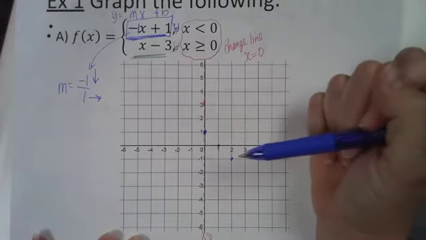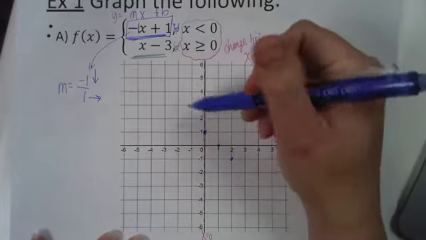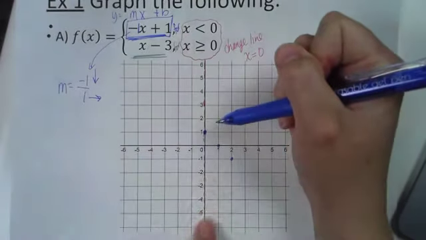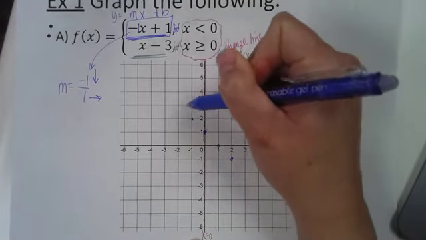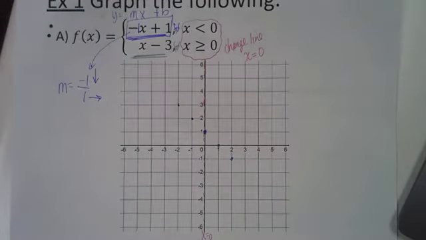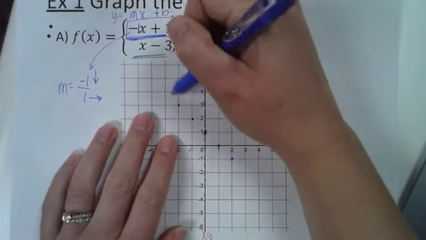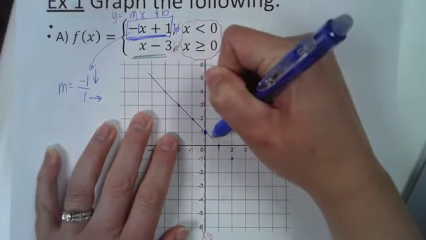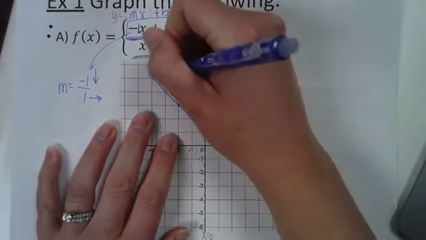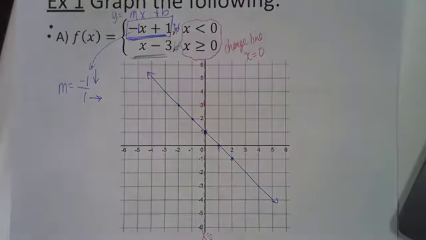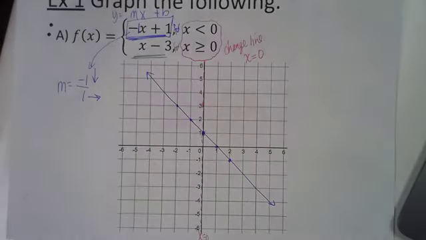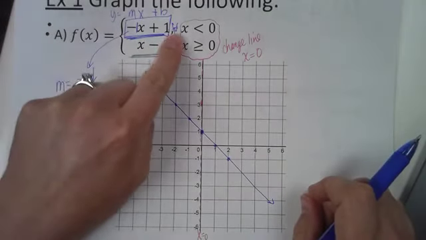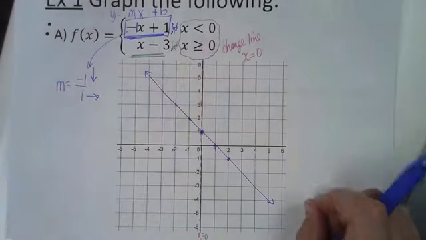I'm going to go down 1 and right 1, and down 1 and right 1. I'm also going to reverse. I want to go on both sides of my change line here. So I'm also going to go up and back 1, up 1 and back 1. So I can then connect my dots, and you're going to lightly draw it in, very lightly. This is the entire line. You'll notice my arrows go on forever to the left and forever to the right. But I only want this blue line for x values less than 0.